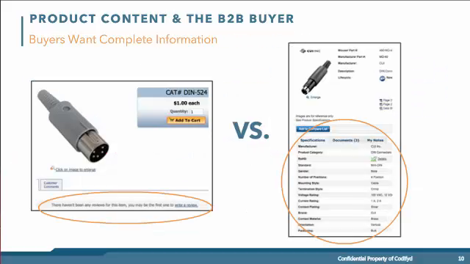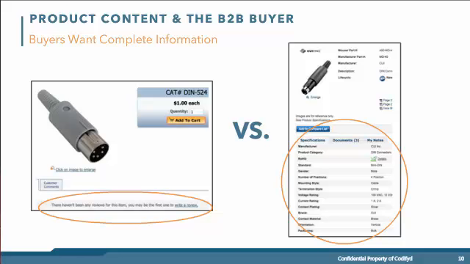So we found this visual example of the exact same product. On the left-hand side, you do have an image. That's a good thing. But really, the only information we're able to discover about that particular product is that nobody has yet posted a review. So lacking any sort of technical information on the product, if you manage to find the product, you probably wouldn't purchase it.